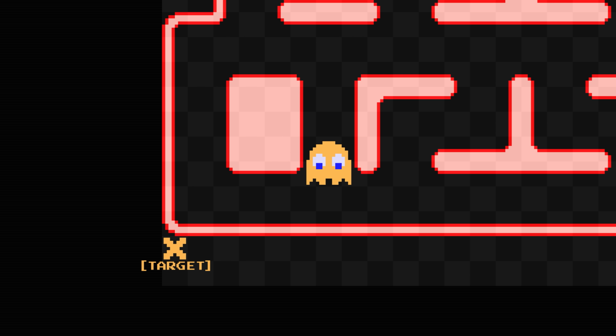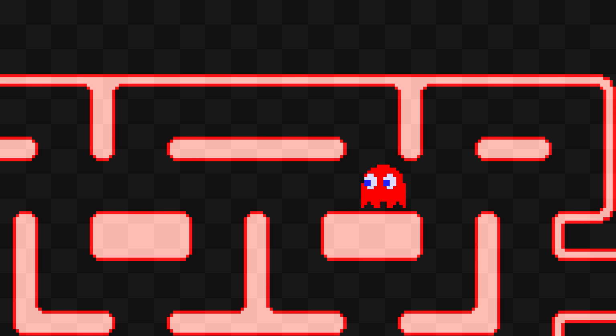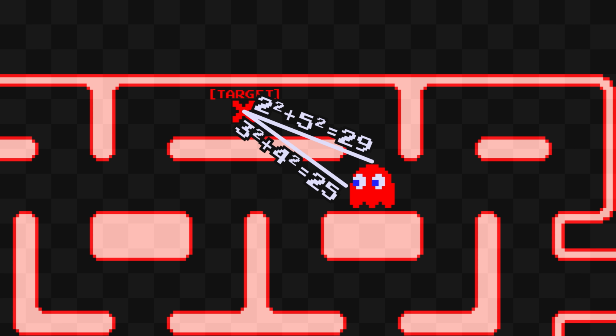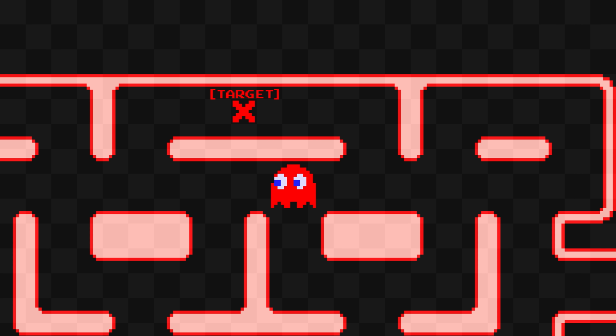For example, if a ghost were approaching this intersection, it would have to choose between going up and going left. Say this was its target tile. Even though it's pretty obvious that the ghost should turn up if it wants to reach this tile, it will choose to go left here because going left reduces the distance to the target from this particular spot.